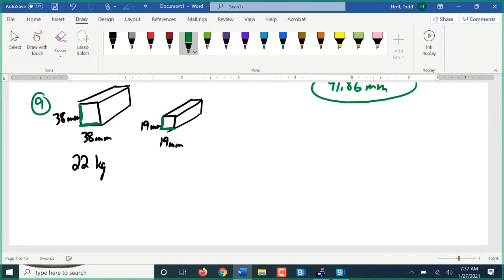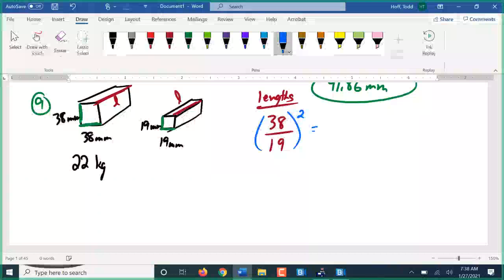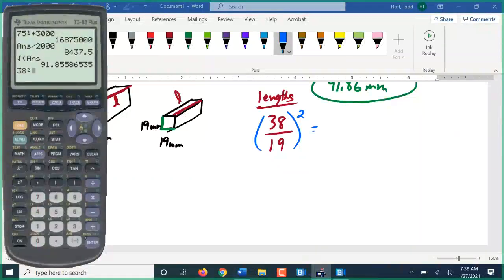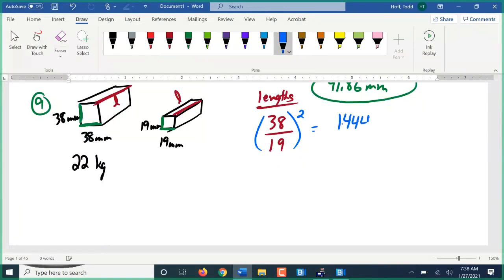Change the length from 38 to 19. But the overall depth, or whatever you want to call it, the length of the bar is the exact same for both of them. That didn't change. So because that third dimension did not change, this is a ratio of areas. So our ratio of lengths, 38 to 19. We're going to square that. Squared is 1,444. 19 squared is 381. That's our ratio of areas.